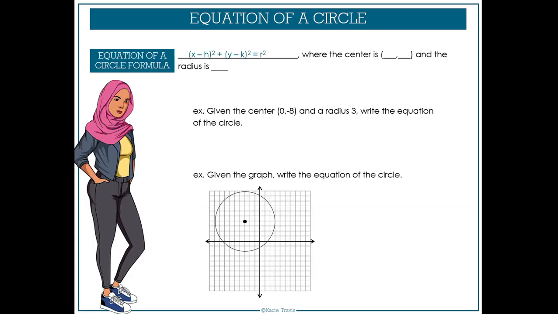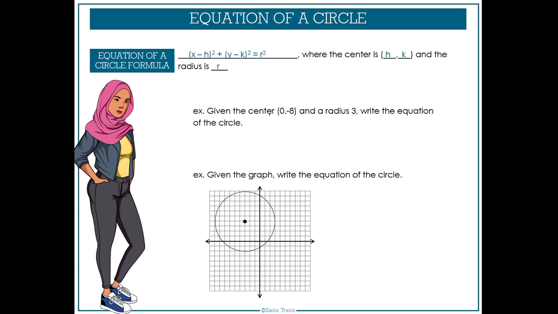Reiterating the equation of our formula, it is (x minus h) squared plus (y minus k) squared is equal to r squared. This is where H and K is the center of the circle and the radius is R. So all we're doing is we're taking this general form for our equation and then fitting in the information that we want. So our first example here, they give me the center 0, comma, -8 and the radius of 3. So we want to go through and fit this into our circle.